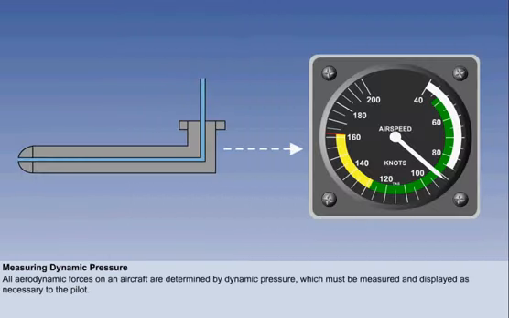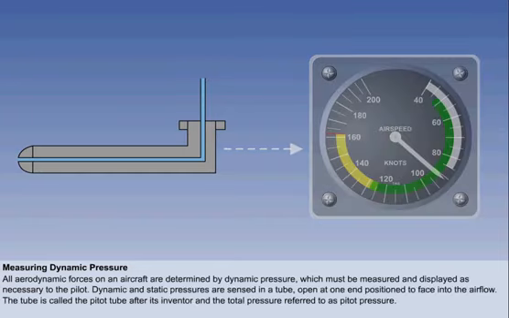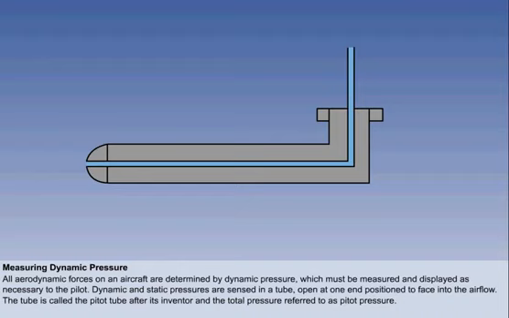All aerodynamic forces acting on an aircraft are determined by dynamic pressure, so it is essential to have a way of measuring it and presenting the information to the pilot in the required manner. A sealed tube, open at the forward end, is located to face into the airflow created when the aircraft is moving. The pressure in the tube, which is known as the pitot tube after its inventor, 18th century French hydraulic engineer Henri Pitot, is dynamic plus static, and in this context is called pitot pressure.